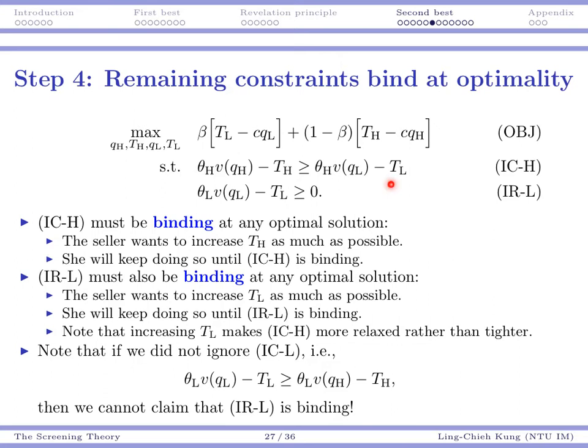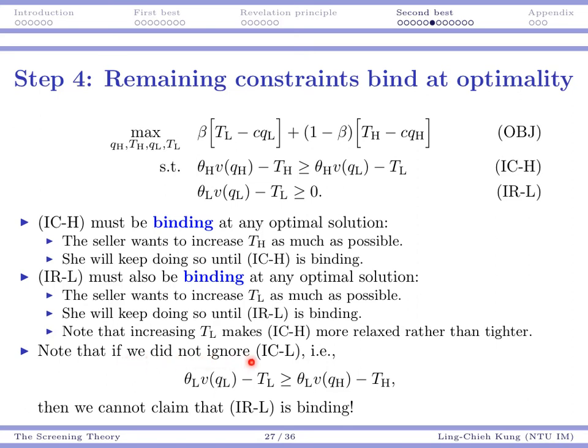You probably want to ask, TL is also here, right? That's a good observation, but here, TL is on the right hand side of ICH. When I increase TL, that simply relaxes this constraint instead of making it tighter. So when I increase TL, I will never violate ICH. So it doesn't matter. I can keep increasing TL without considering ICH until I hit the boundary of IRL. So I know both of the constraints will be binding.